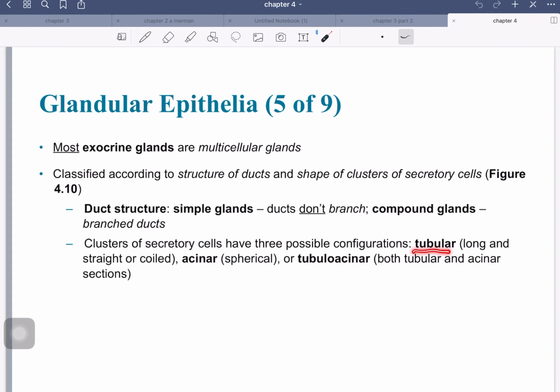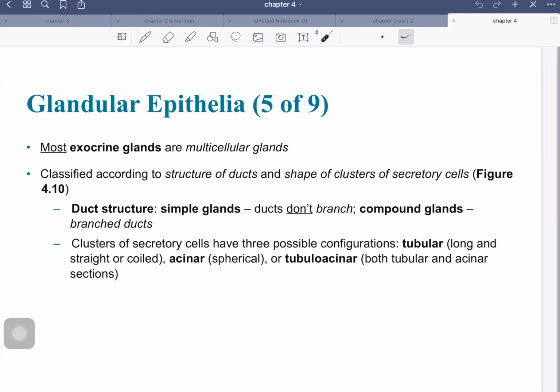Tubular, that one makes sense. Long, straight, or coiled. Acinar, it's spherical in shape. And then we have one which is tubulo-acinar. Now you notice that sounds familiar. Tubulo, like tubular. Acinar, like acinar. And the reason is, it's a combination name, because it has both tubular and acinar sections. So the three types are tubular, acinar, and tubulo-acinar.